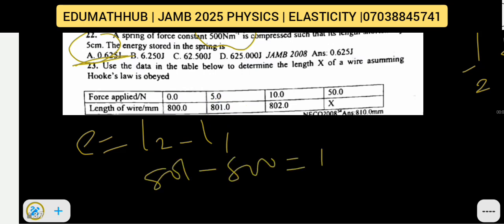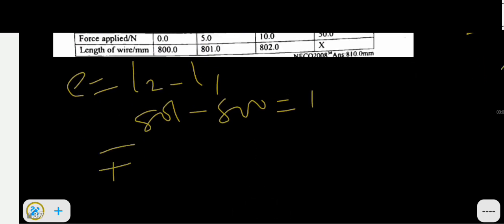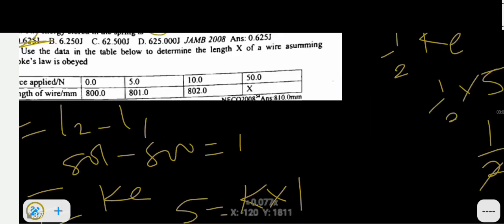So extension is L2 minus L1. This is L2, this is L1. If you subtract that, 801 minus 800, you're going to get 1. So that means the extension is 1 in this case. But what will be the force constant of this wire? It will be the same for all the values used. So F is equal to Ke. What is F? F is 5. So 5 is equal to K times 1. So that means K is equal to 5. So the force constant is 5, which applies here, which also applies here.